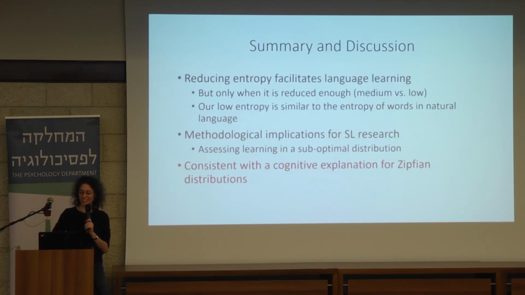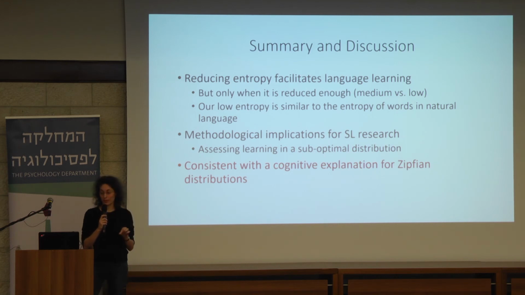Okay, so what did this tell us? We've seen that reducing entropy facilitates language learning, but only when entropy is reduced enough. And interestingly, our low entropy condition is similar in entropy and information to what actual language looks like. Okay, the medium entropy actually has a higher entropy than when you look at the words distribution in a language.